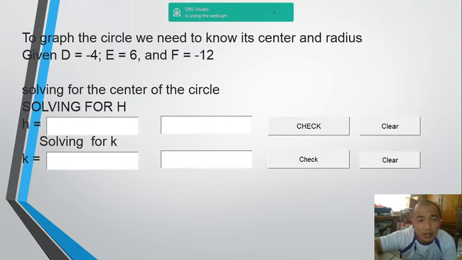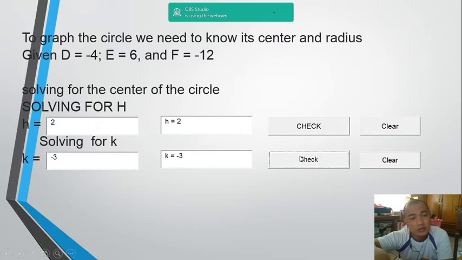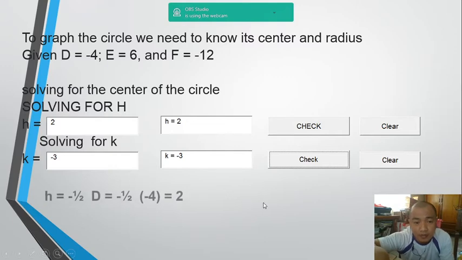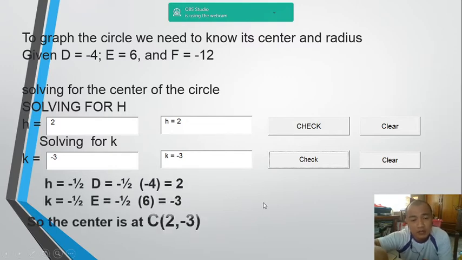Solving for h, so given d equals negative 4, e equals 6, f equals negative 12. So what is h? You know what to do, divide negative 4 by negative 2, so positive 2, right? Let's check. Correct. Divide 6 by negative 2 to solve for k, that is negative 3. Let's check. Correct. So therefore the center is at 2, negative 3. Yun. 2, negative 3 ang center.